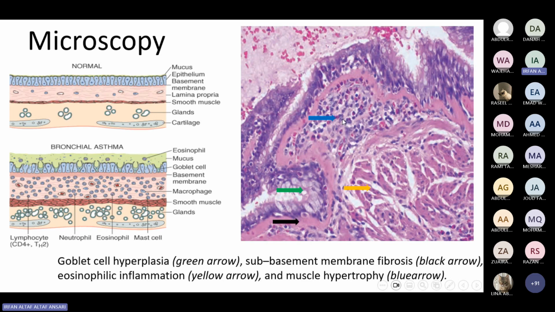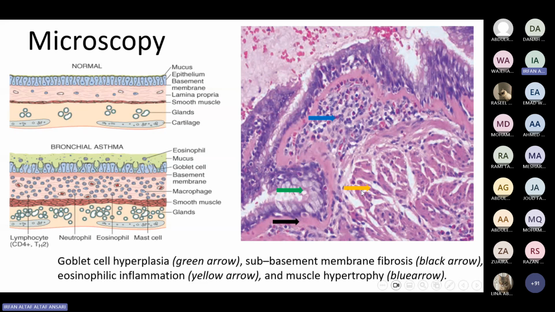Okay, so this is the normal epithelium. You have respiratory epithelium, basement membrane, lamina propria, smooth muscle cells, glands and cartilage. In bronchial asthma, you will find the very characteristic eosinophils, mucus in the lumen, goblet cell hyperplasia, and thickening of the basement membrane. You will find inflammatory cells, again the eosinophils and macrophages in the lamina propria, submucosal gland hypertrophy, and smooth muscle cell hypertrophy.